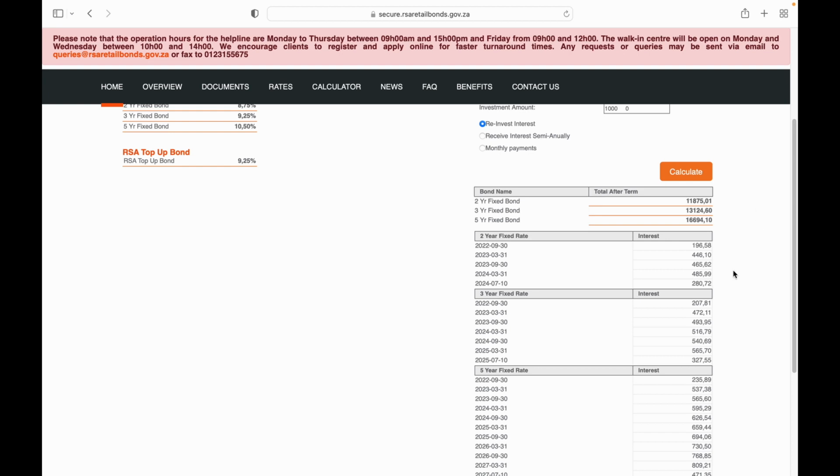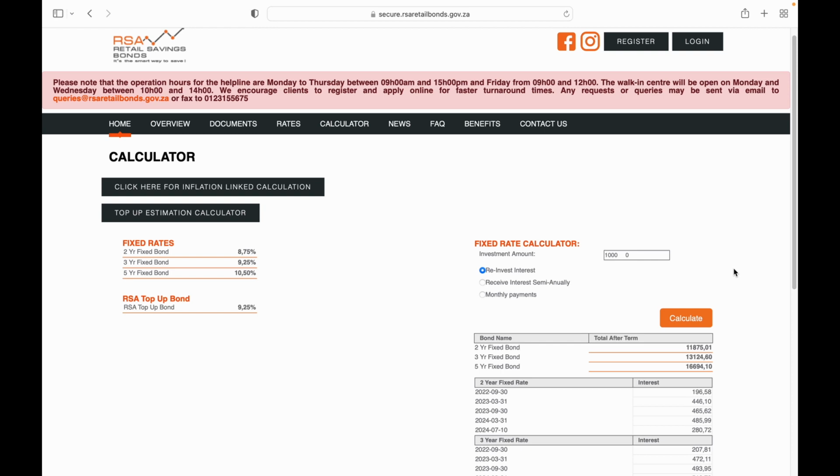Okay, so now that you know that you can invest in this government retail savings bond, how do you go about purchasing these bonds? You can see you are already on the website, the retail savings bond. Then there's information there about this. You can see that they work from Monday to Thursday between 9 a.m. and 3 p.m., and then on Friday they work from 9 a.m. until 12. There are some walk-in centers that are open.